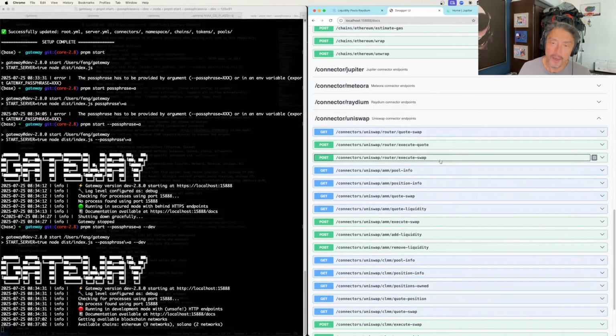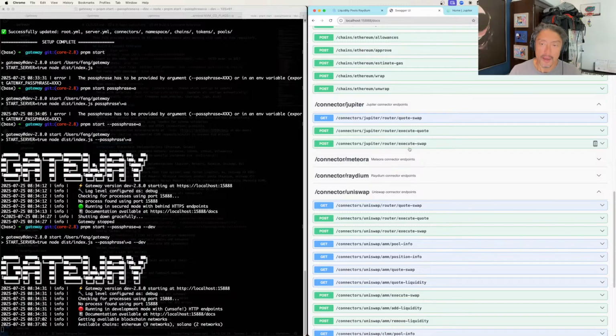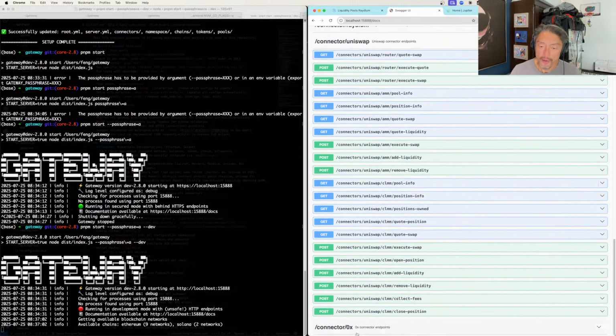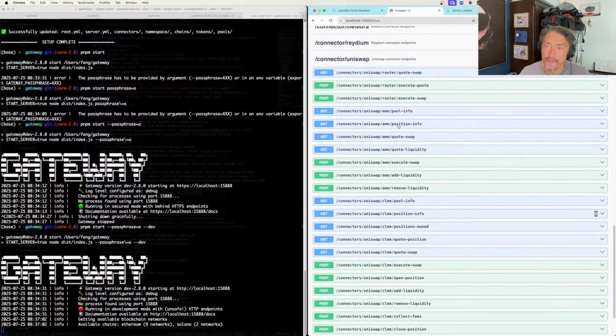The whole idea is that we've defined these standardized endpoints for the Uniswap router, and for Jupiter it's the same thing, and the same for 0x as well. So it provides a standardized schema that any router protocol, any DEX aggregator protocol, can adhere to and add a connector in the future.